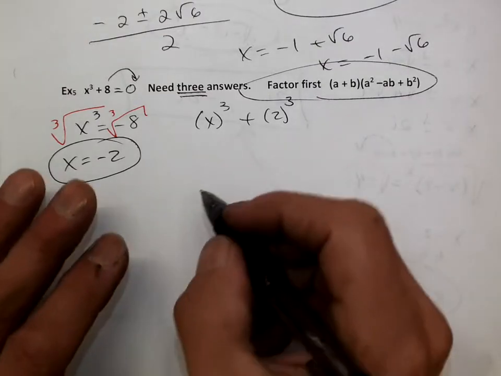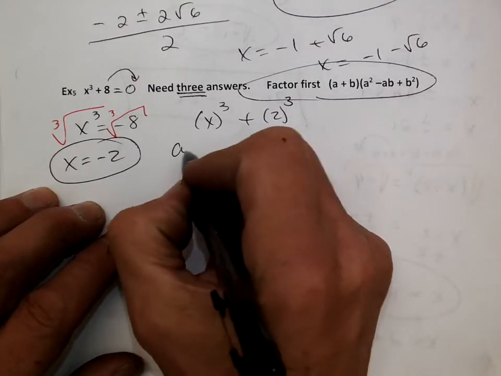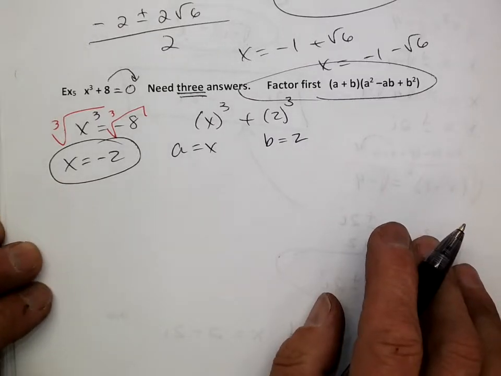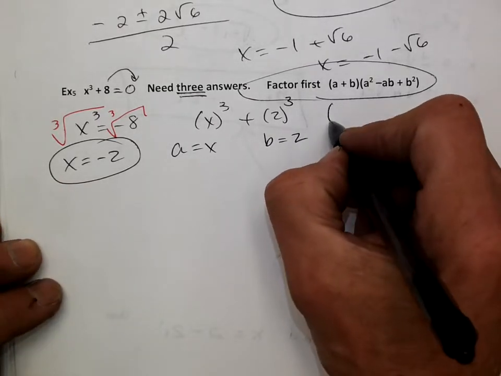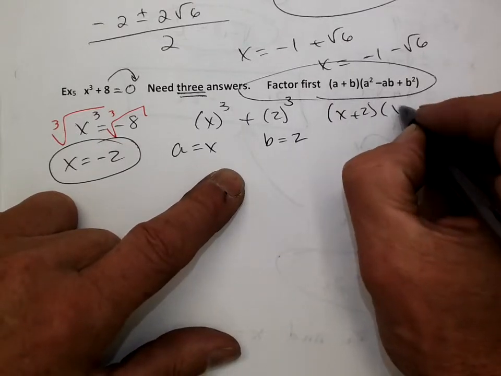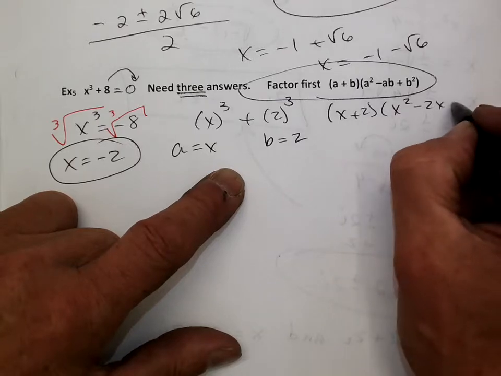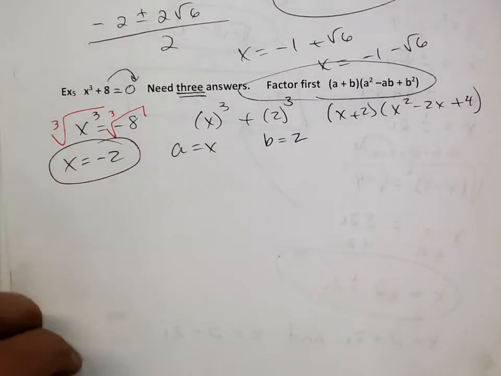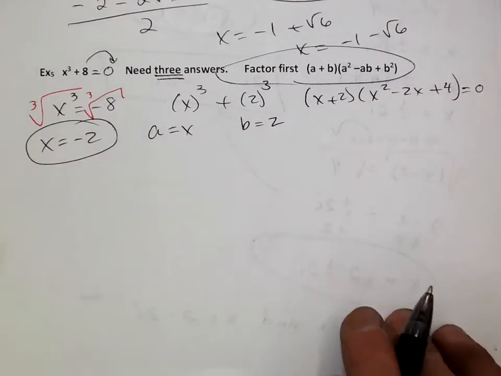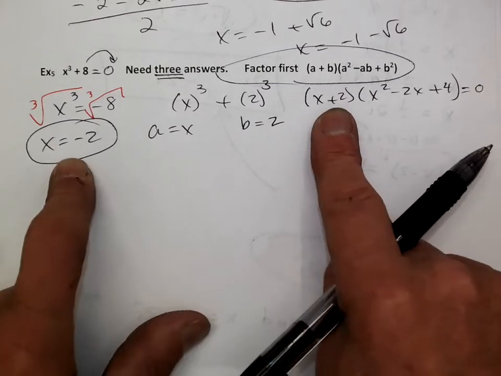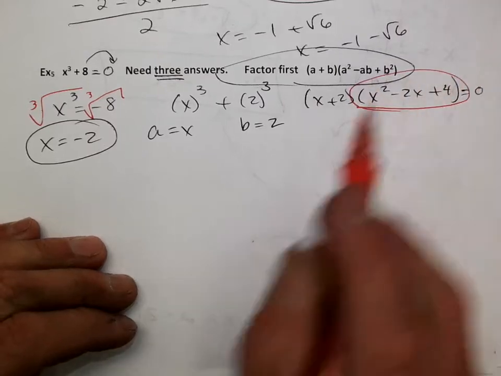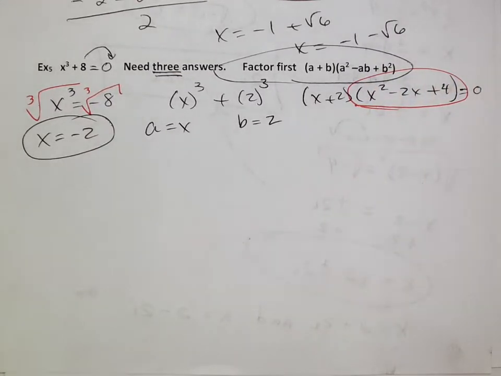So, I'm going to let a equal x and b equal 2. And I'm going to use my formula. So my formula is going to go, okay, an x plus 2 times an x squared minus 2x plus 4, right? Equals 0. All right? How am I doing? So I already have the one answer. x equals negative 2. Boom, there it is anyway, right? You guys agree? See the negative 2? Boom. Now what about this? What about this? 2 answers, right?